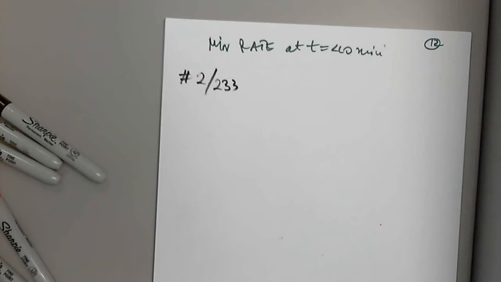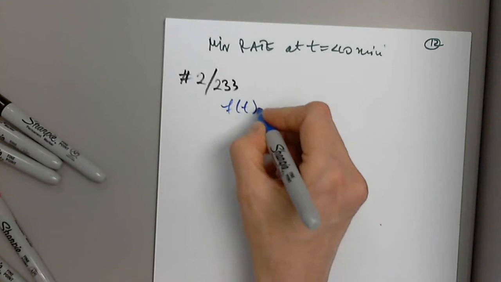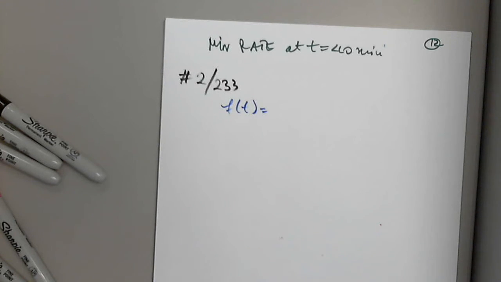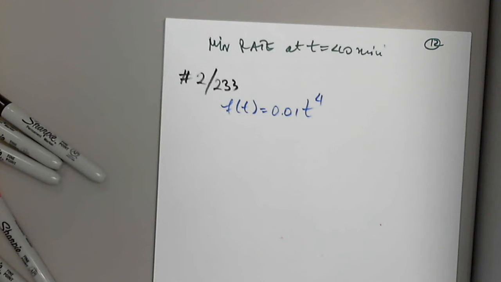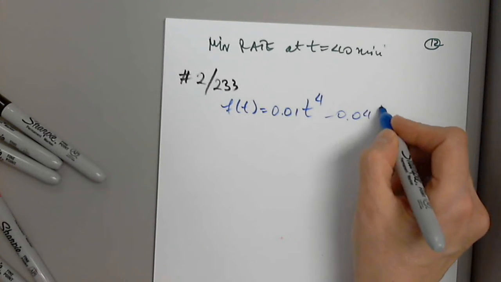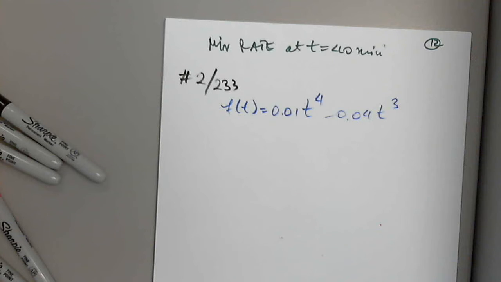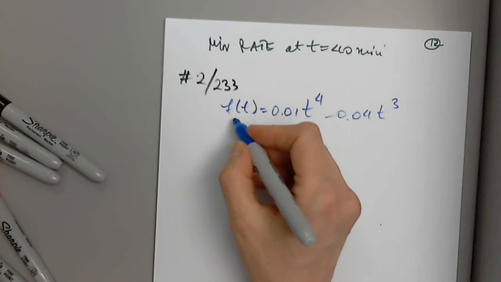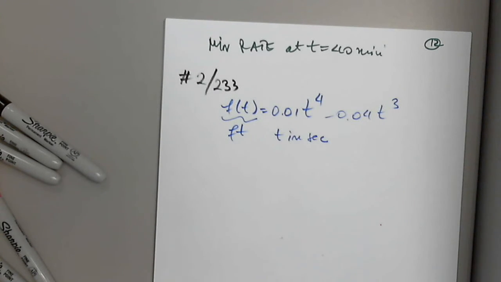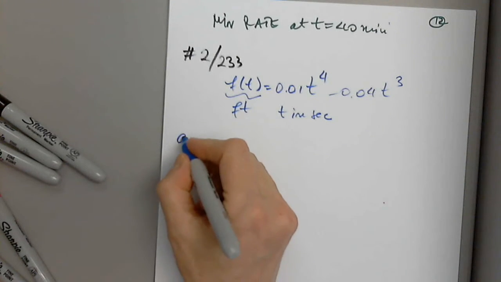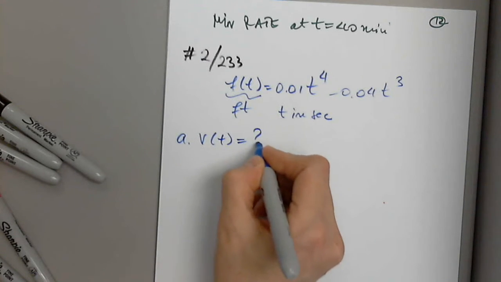Okay, so we are given f of t, which is 0.01 t to the 4th minus 0.04 t to the 3rd. And this is the law of motion. S is in feet, and t in seconds. Of course, one is distance and the other one is time. Find the velocity at time t. Part A. Velocity at time t.